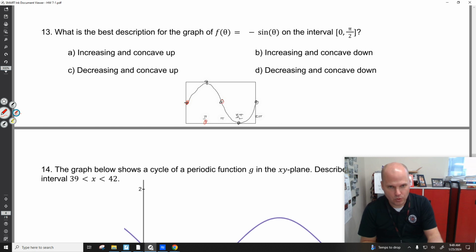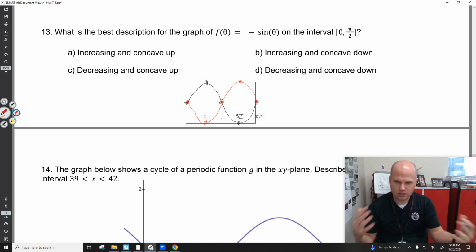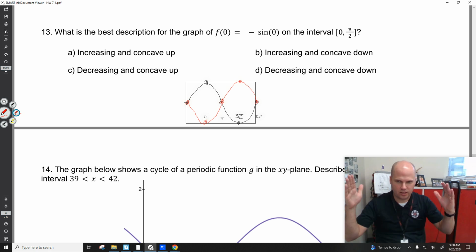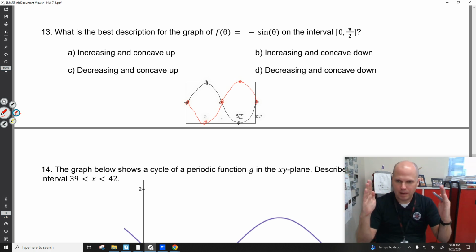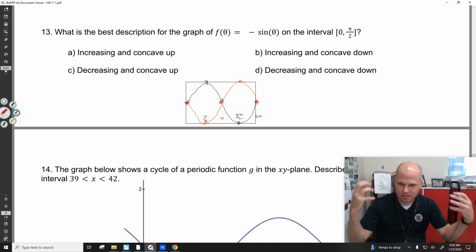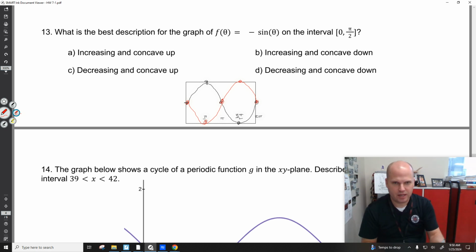Boom, boom, boom, boom. It's almost like I should have done these questions first, as in, this is what the graph looks like. This is why it looks like it. Period of 2 pi, vertically dilated. Vertical dilations are like the inverse of what we expect. 0 to pi over 2, we are decreasing concave up.